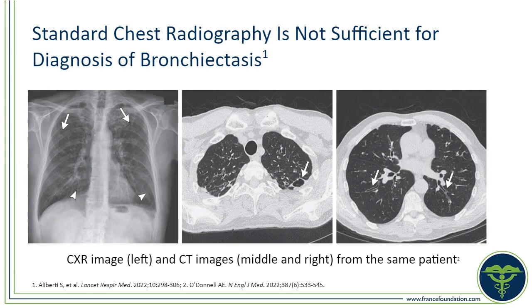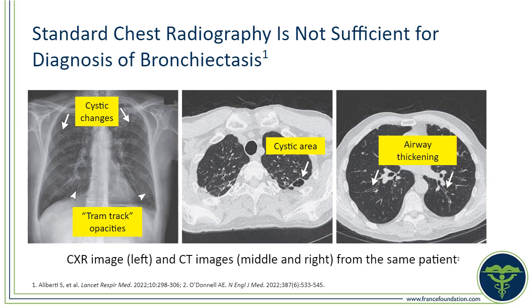Chest X-ray is suboptimal to diagnose bronchiectasis. The cystic changes can be hard to see in the tram track lines. These are much easier to see on the cross-sectional imaging, which is three-dimensional. But on the middle CT scan, we see cystic areas in the left lung apex and airway thickening in the left lower lobe.